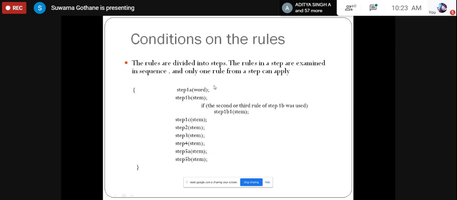So step 1 for the word, and then it comes to step 1B, step 1C, step 2, like this. Some steps are there. Here you will not understand the steps; we need to look at them again separately. Step 1 for the word has 1A, 1B, 1C, and further you have 2, 3, 4, 5A and 5B also.